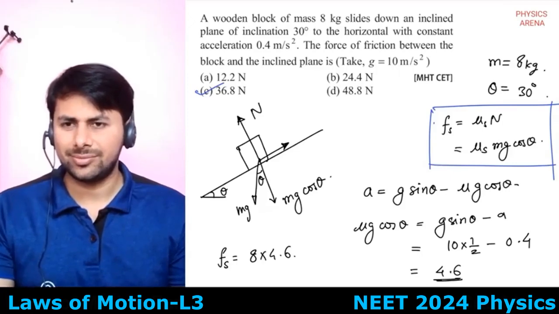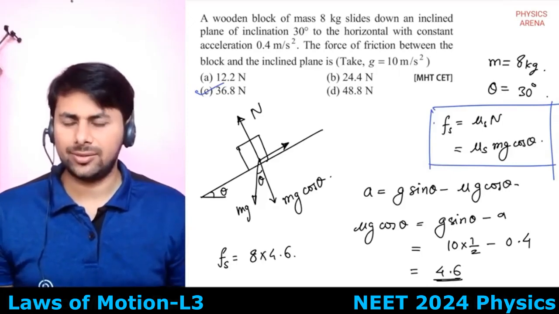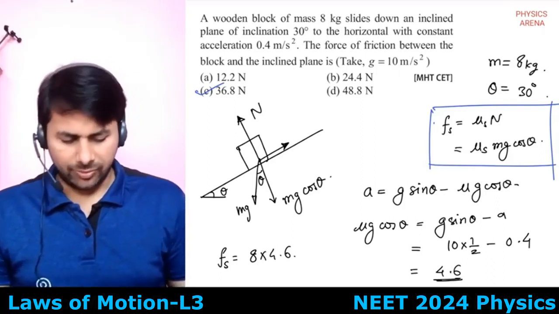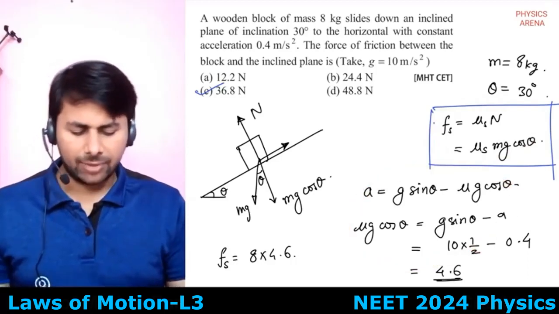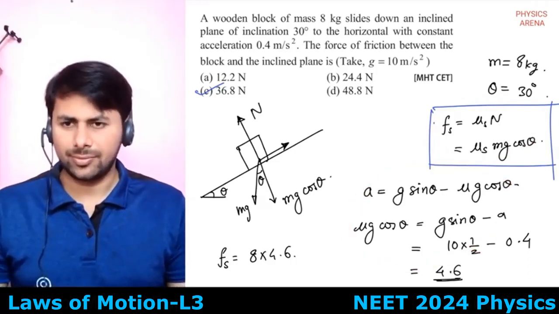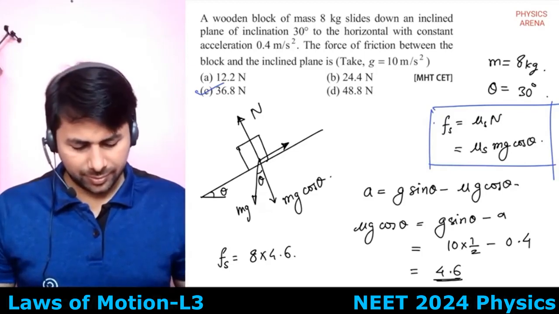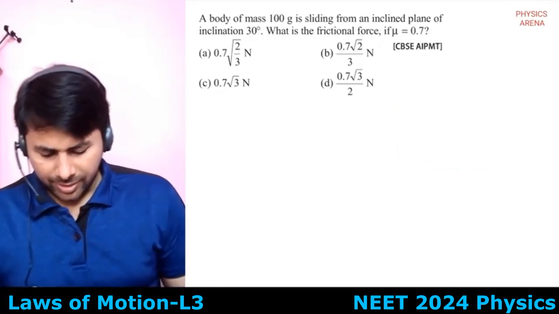Any confusion in this? Okay. So we need this formula, and then after that we need to do some calculation also, right? So then let's see the next question.